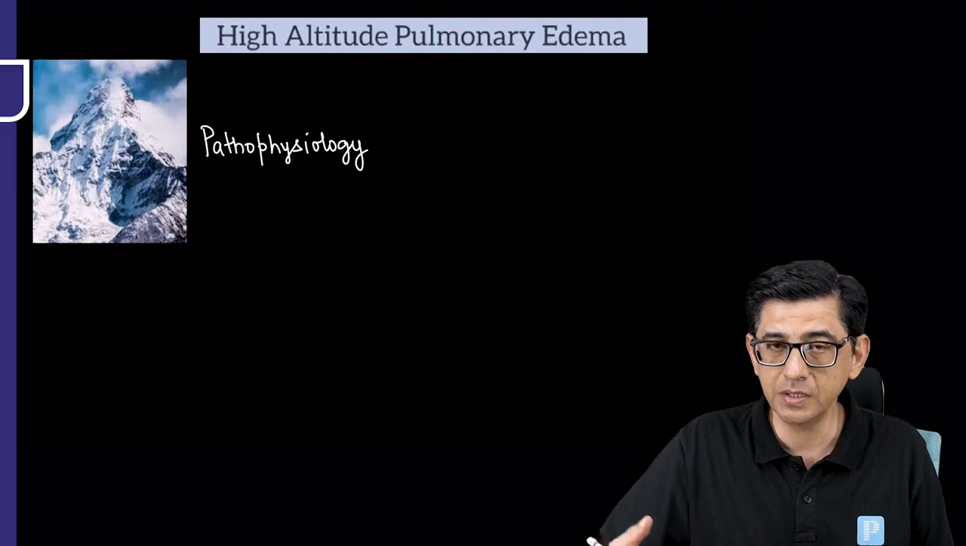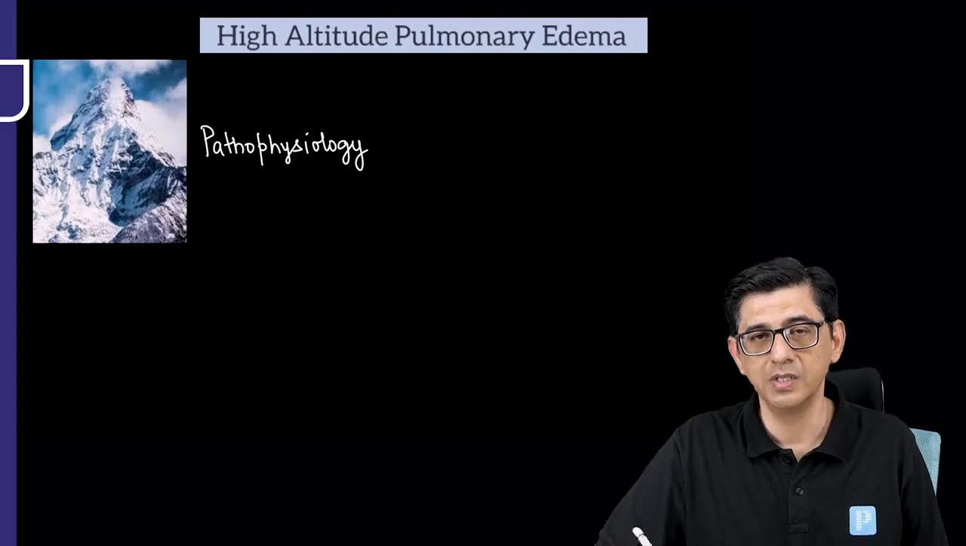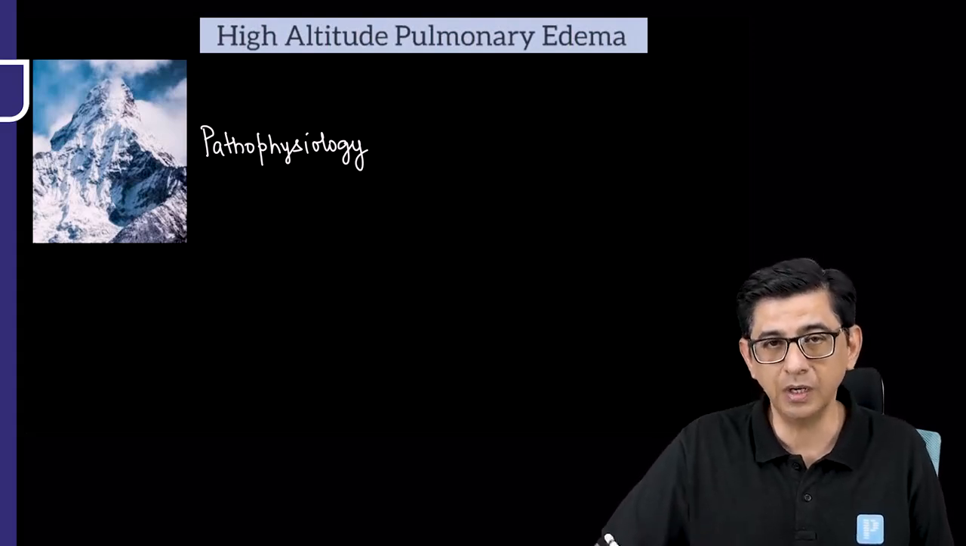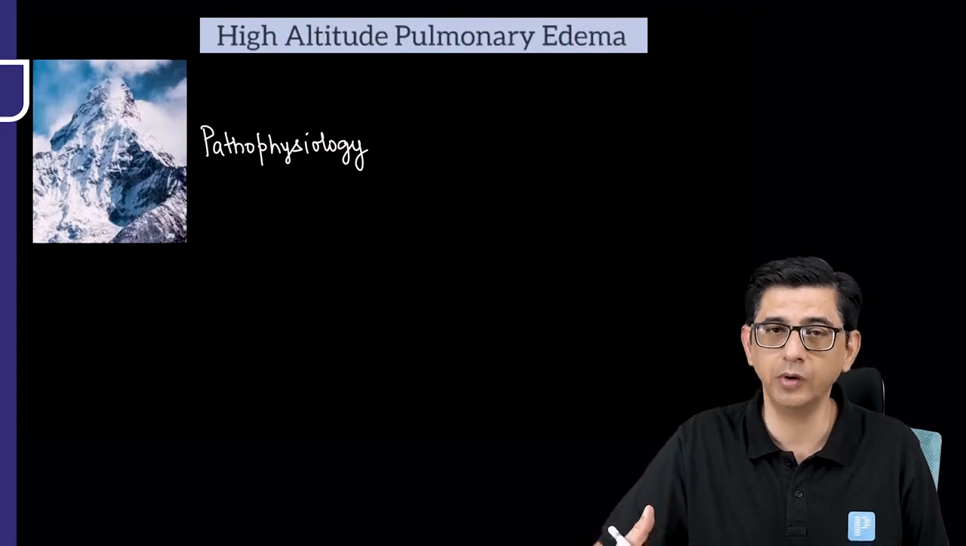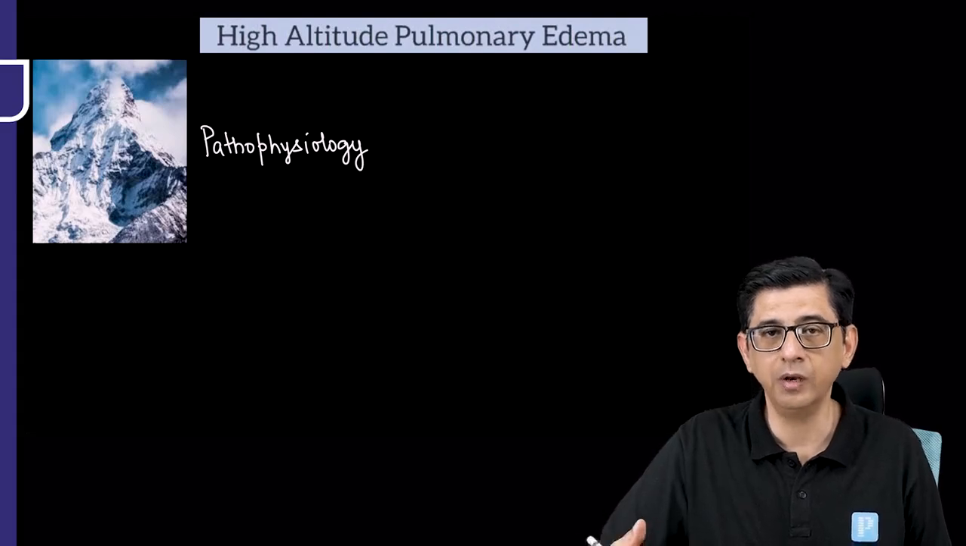Now what you have to realize is that hypoxic hypoxia per se is due to intrinsic lung disease. Suppose a person is having interstitial lung disease or emphysema, chronic bronchitis, intrinsic parenchymal lung diseases. That is when we say the person is having hypoxic hypoxia.